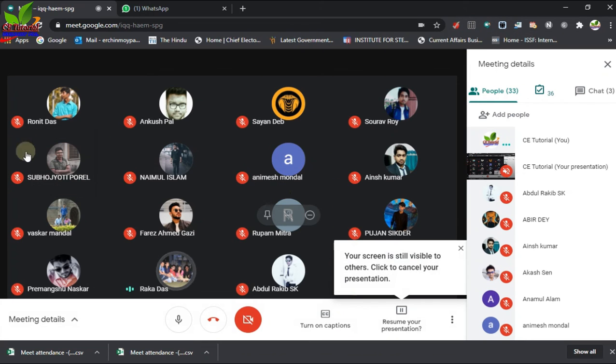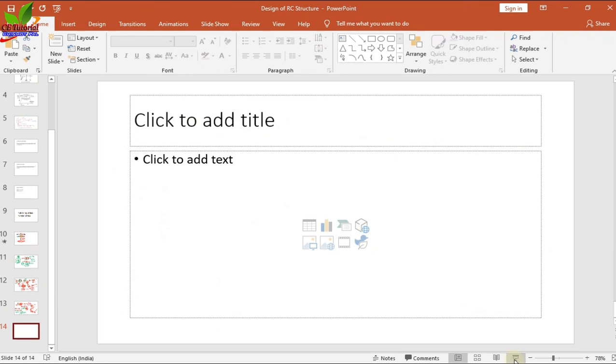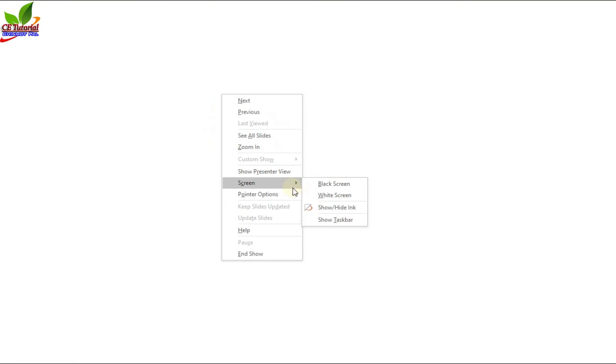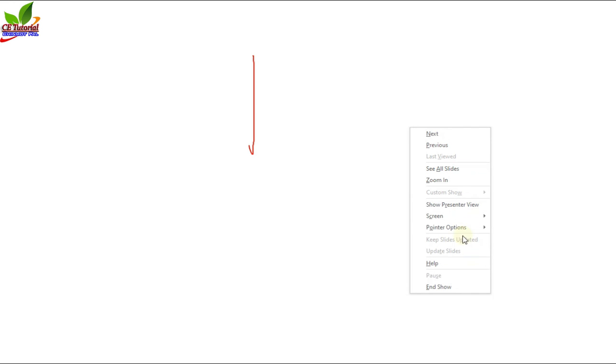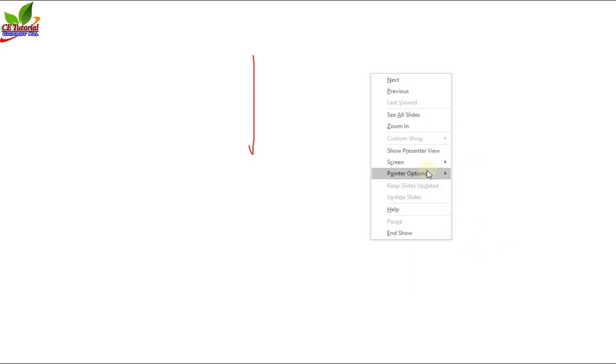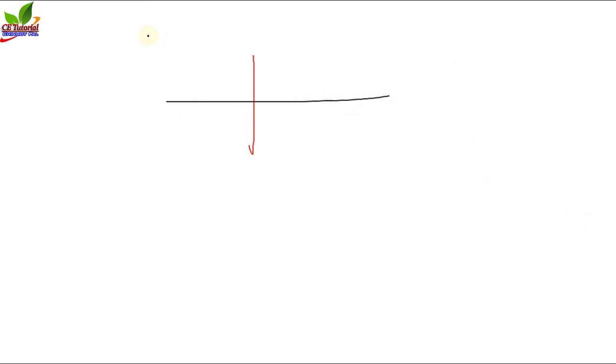Lever arm. Okay, lever arm is nothing but the distance between the two forces. Again I am showing you. Suppose this is the depth of the beam, and this is the neutral axis. So this is the compressive zone and this is the tension zone.